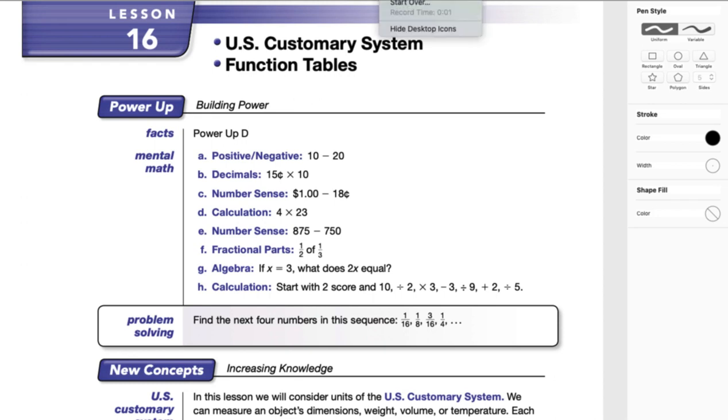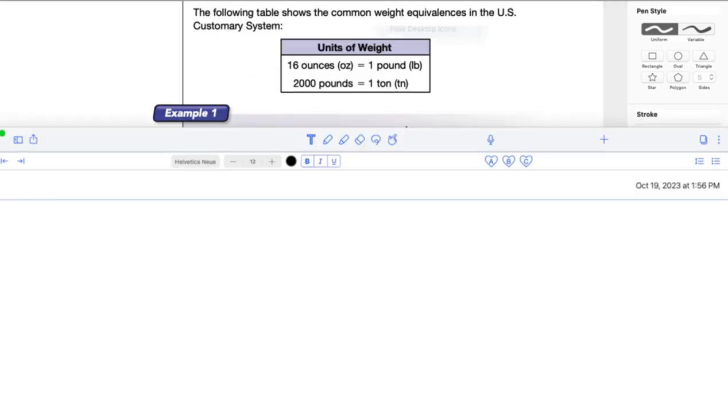Saxon Math Course 2, we're looking at Lesson 16, where we're going to be talking about U.S. customary system of measurement and function tables. So this first example is going to require us to know a little bit about units of weight. And so we have some information here. We're talking about 16 ounces is 1 pound and 2,000 pounds is equal to a ton.